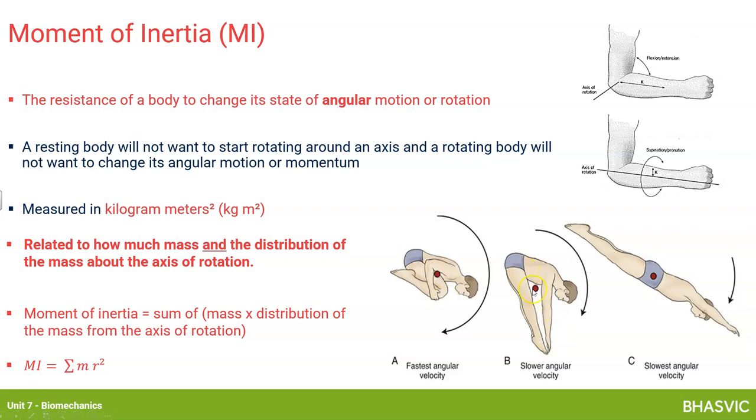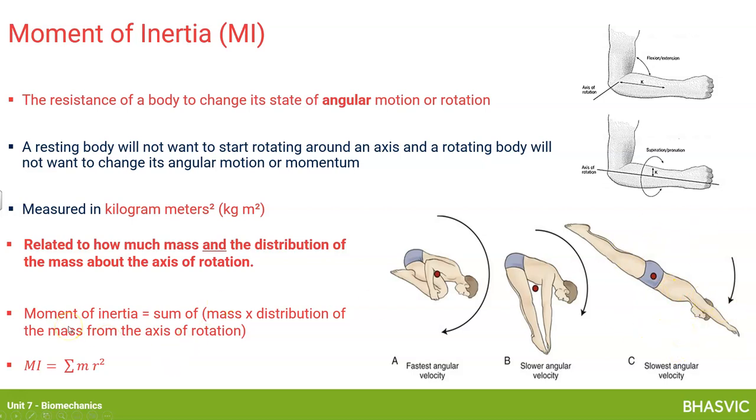Here's an in-between one, the pike position. So the athlete's mass is slightly more distributed away from the axis of rotation. Therefore, moment of inertia will be a bit higher and angular velocity a bit lower. Here we've got a really extended position where the athlete's mass is highly spread out, distributed more broadly, which means that they will rotate much slower in this position.